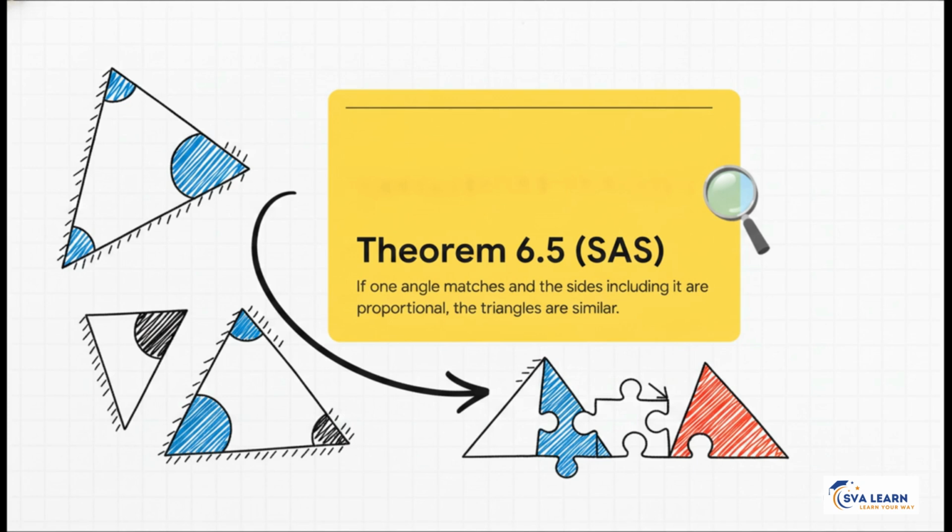This right here is Theorem 6.5, the SAS, or side angle side criterion. It brilliantly proves that if just one angle matches and the sides hugging it are proportional, the entire triangle is similar. We literally only needed a fraction of the info to solve the whole puzzle.